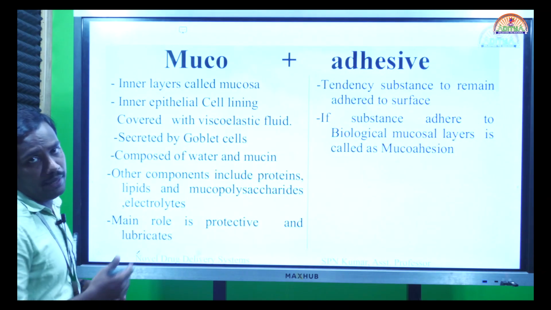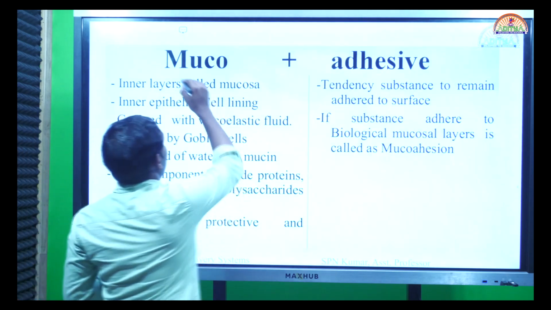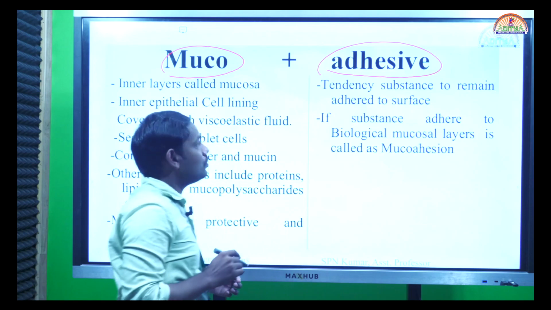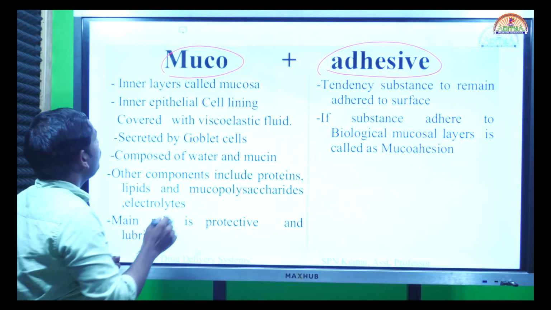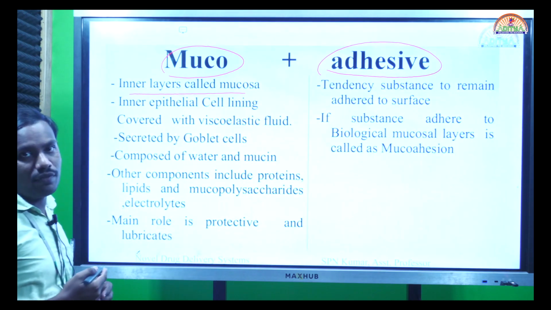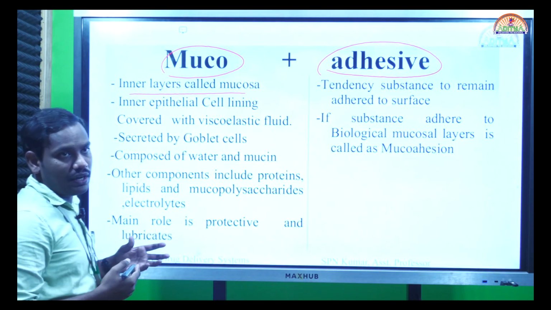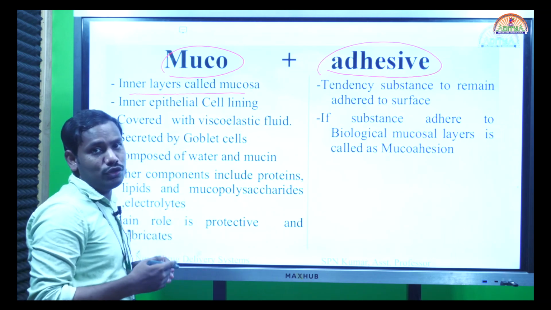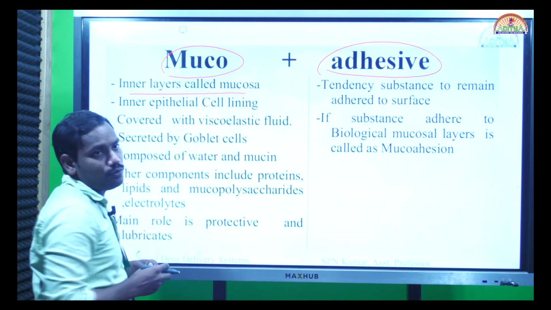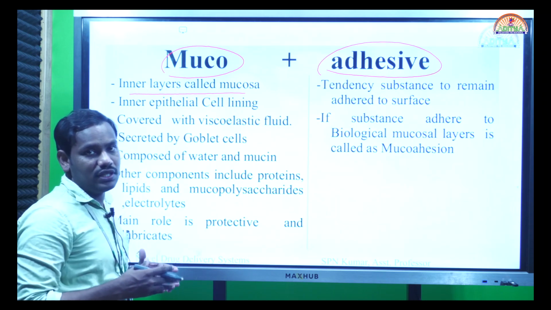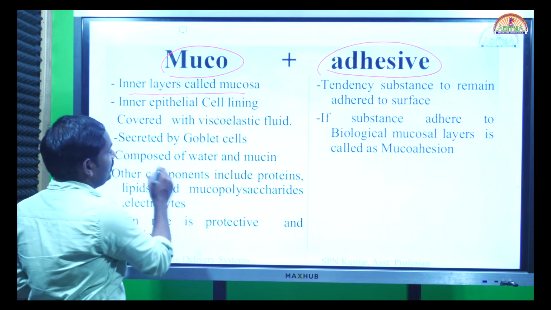In the name muco-adhesive, let us split it into two parts, muco and adhesive. What does muco mean? Mucus forms the inner layers called mucosa. Under the skin there are a number of layers of mucosa. Your drugs are targeted at any of these areas, so your drug should be soluble in any of these mucosal layers. The physicochemical characteristics of these drugs should match with these layers.